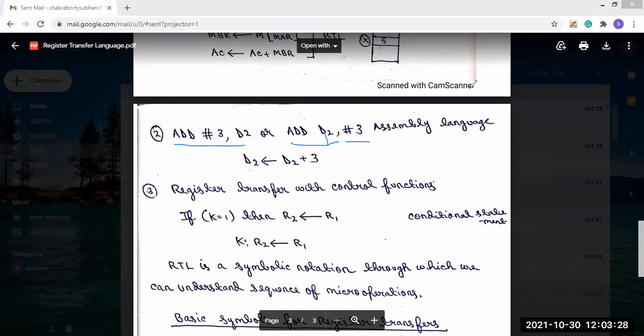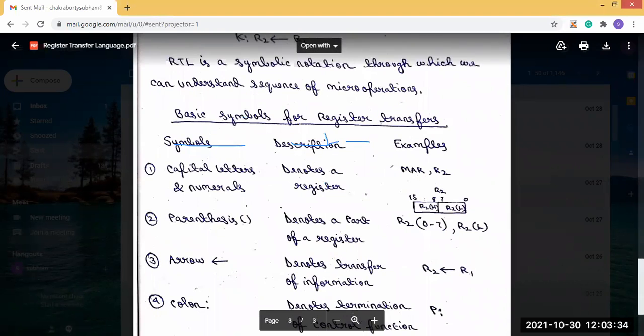Now some basic symbols are used for register transfer. We will see what the symbols are, their descriptions and examples. First, capital letters and numerals. For writing any register, we have to use capital letters. This is the basic symbol convention and it should be followed. If it is written in caps or numerals, it denotes a register.